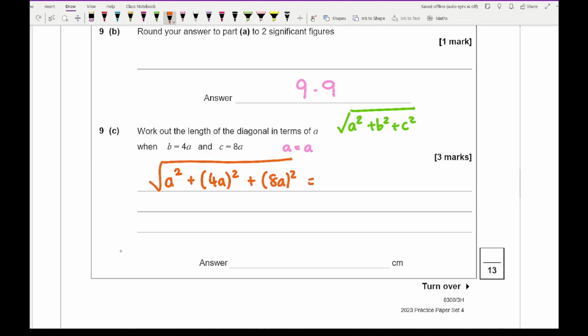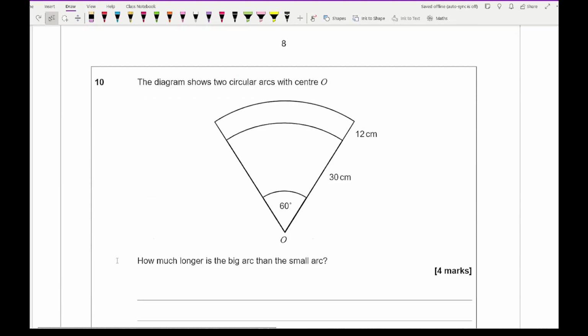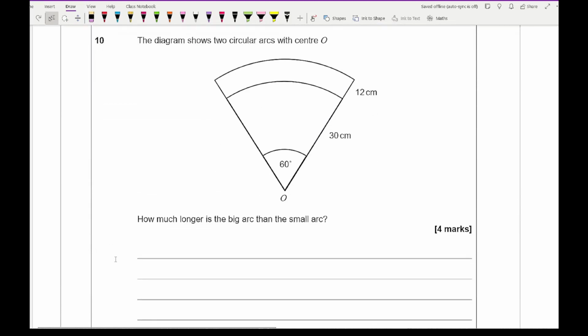Then simplifying that, I get a squared plus 16a squared plus 64a squared. So then collecting all the like terms under the square root, I get 81a squared. Now the square root of 81 is 9 and the square root of a squared is a, so my final answer is 9a.